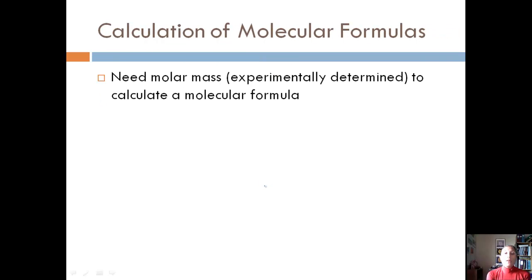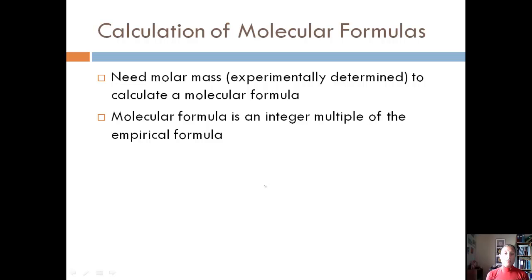Okay, in order to calculate molecular formula, you need two things. The first is the molar mass of the molecular formula, and this has to be experimentally determined. So it would have to be given to you in a problem, or you would be experimentally determining it yourself. The second thing we need is the empirical formula, because the molecular formula is an integer multiple of the empirical formula. All that means is we take the empirical formula and multiply all the subscripts through by some number to get our molecular formula. So we need to figure out what that number is.